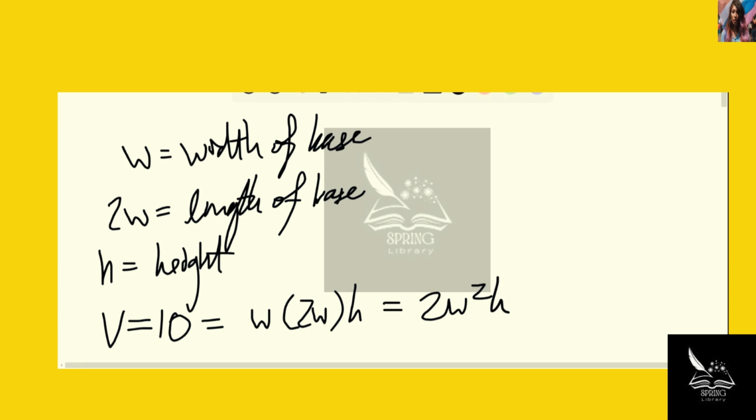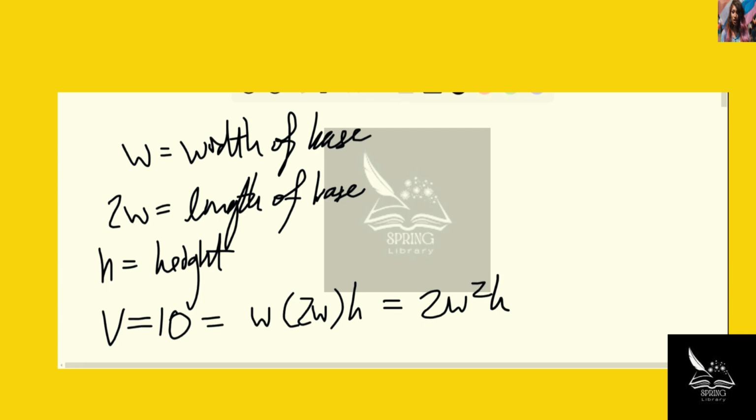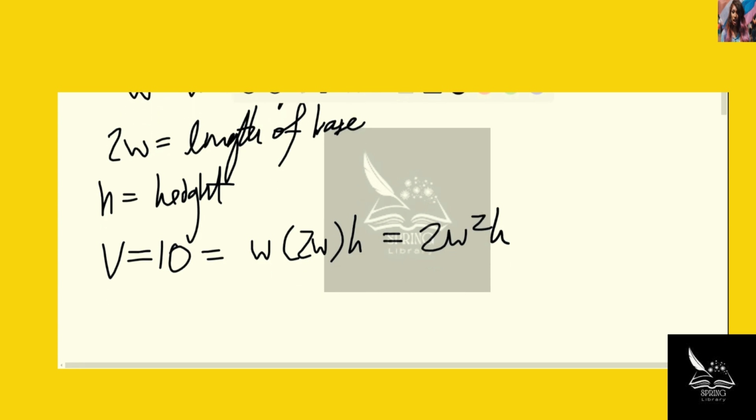Now we'll want to solve the volume for H. So we have H is equal to 10 over 2W squared, which of course is 5 over W squared.